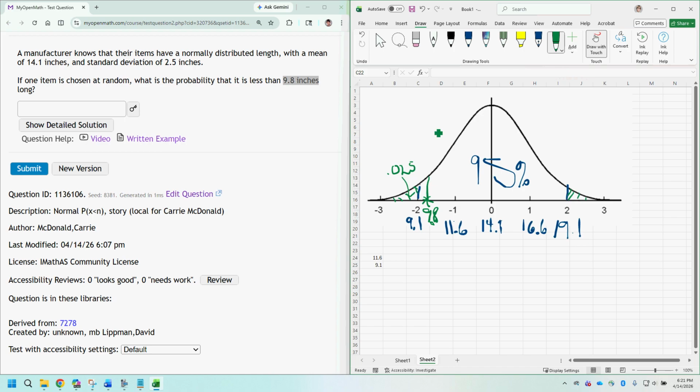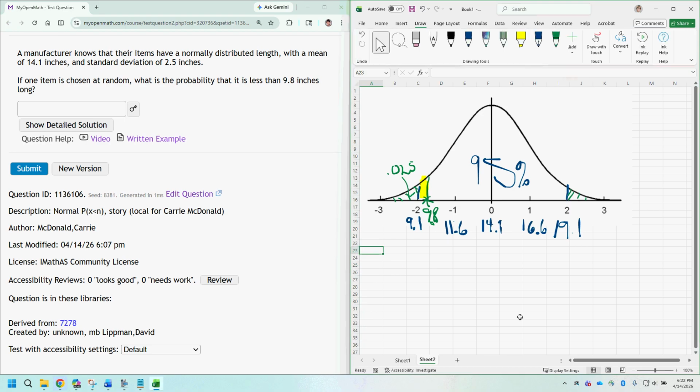And then we have a little extra right in here because 9.8 is a little less than 2 standard deviations below the mean. So I'm expecting my answer to be a little bit more than 0.025. So maybe 0.03 or 0.04, something like that. And it's helpful sometimes to have in mind what a reasonable answer might be. Okay, so with all that noted, we're going to go ahead and find the answer to this using technology.